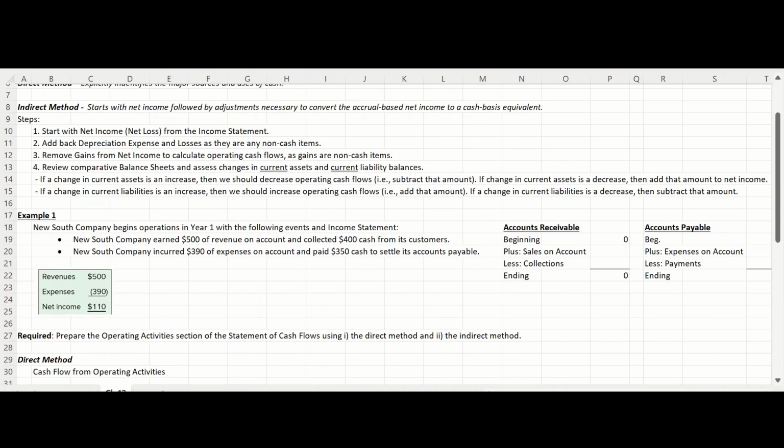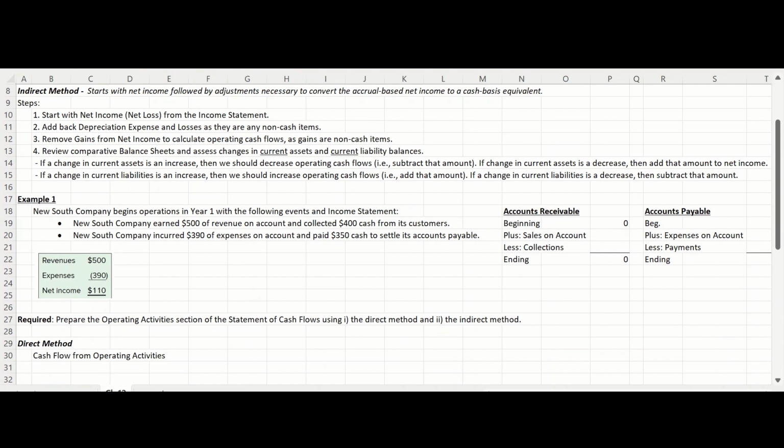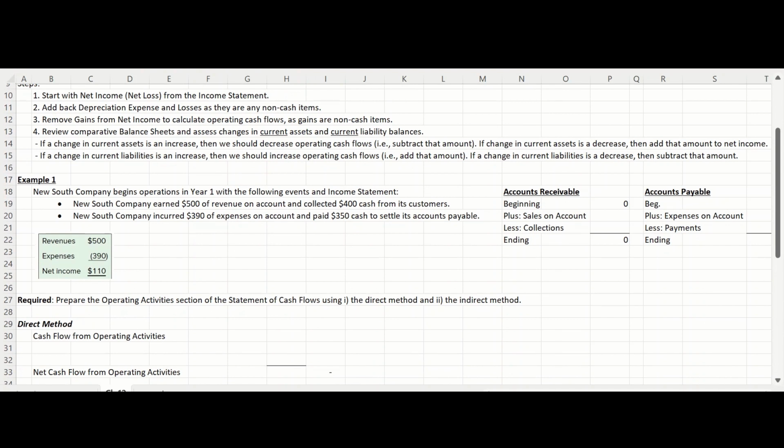So let's do a quick example. We have New South Company beginning operations in year 1 with the following events and income statement. The company earned $500 of revenue on account and collected $400 cash from its customers, incurred $90 of expenses, and paid $350 in cash to settle its accounts payable. When looking at their income statement, there are revenues of $500 and expenses of $390. Therefore, the net income for New South for year 1 is $110 because it's revenues minus expenses.